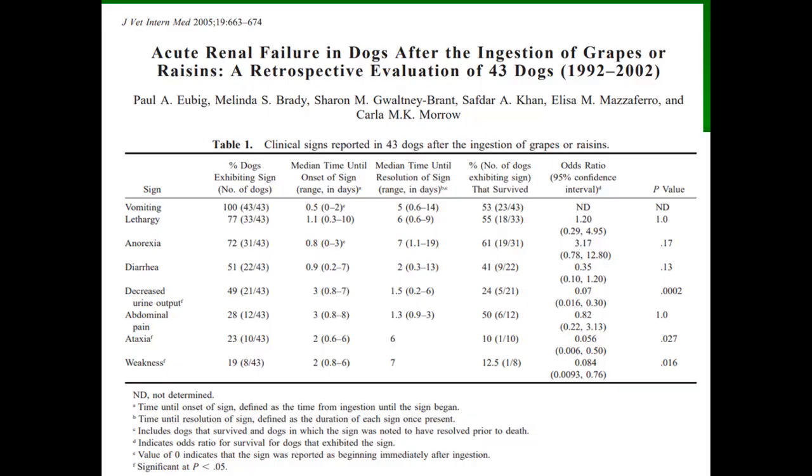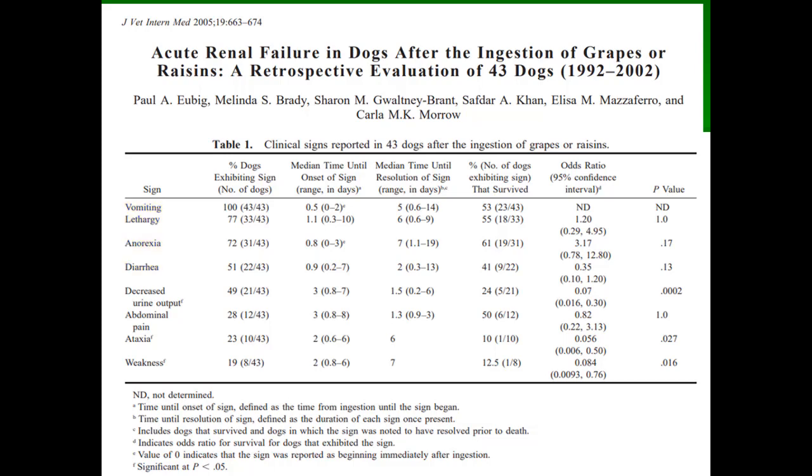This is a retrospective study of 43 dogs from records of the ASPCA database, of animals that developed signs of kidney failure, and it's a pretty good one to see what signs would be expected by the ingestion of grapes and raisins. Vomiting was reported in all dogs, 100%. This was followed by lethargy, 77%, anorexia, 72%, diarrhea, 51%. And all of these signs mentioned up to here develop within the first 24 hours.